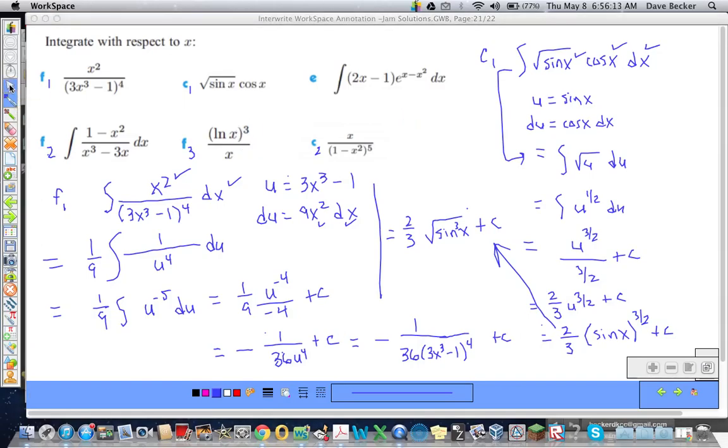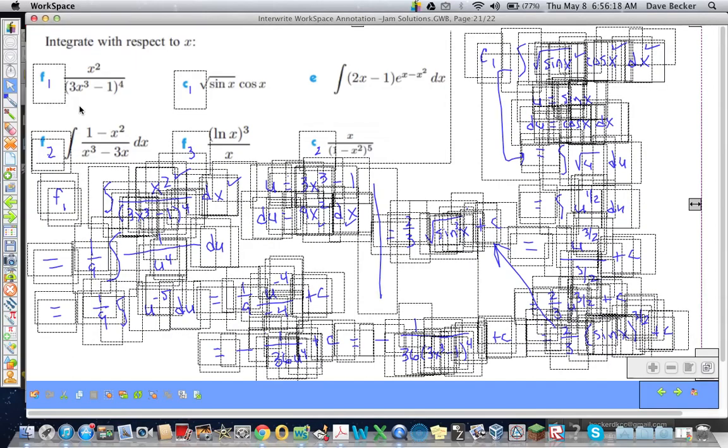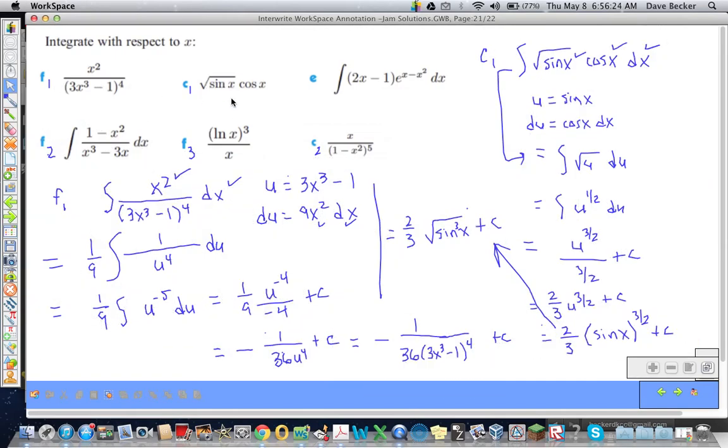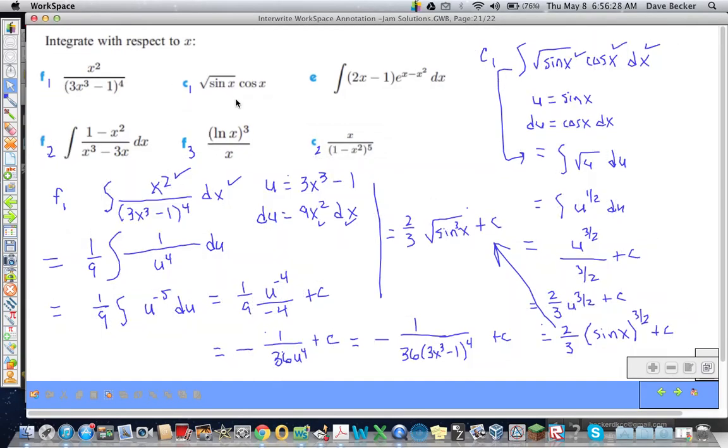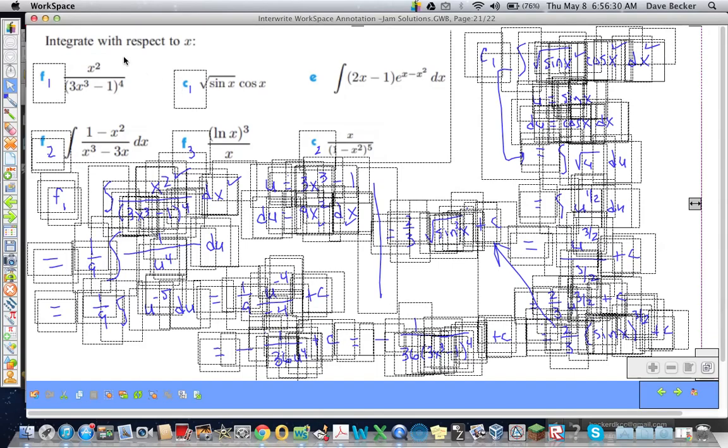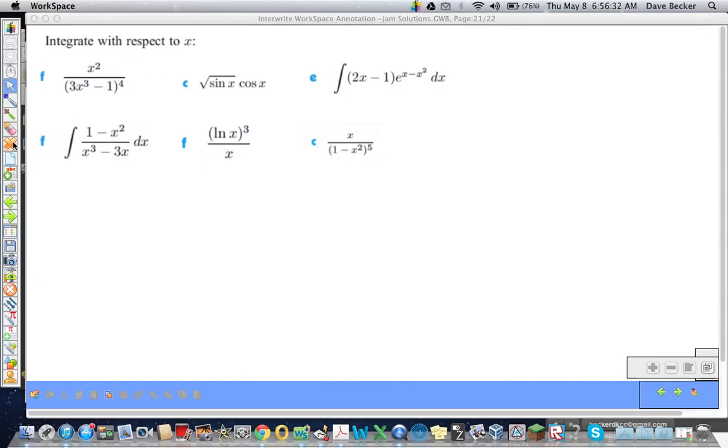Okay, so let's continue. This is going to be a long one with all these integrals, so you can fast forward if you need to. And let's see. Nope, I got to get rid of all the scribbles. Bam. All right. So now we're going to do E.